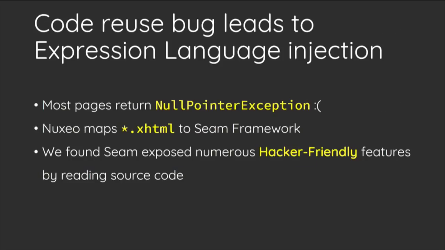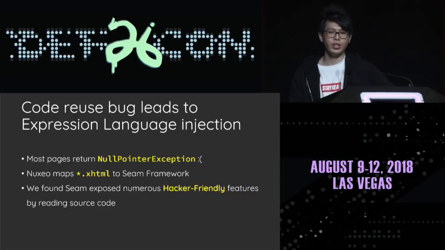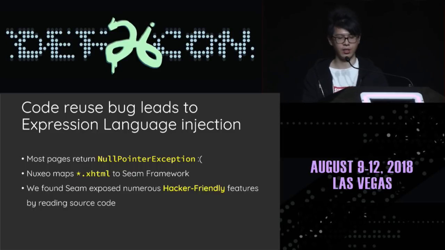However, we still could not do anything. In fact, most pages return a null pointer exception because the service logic was unable to obtain a valid credential. But this still gives us a chance to knock on the door. From the configuration file, we noticed that Nuxeo is based on the Seam framework. I reviewed it several years ago and found numerous hacker-friendly features. So for me, the next step is chaining the first bug to access the unauthorized Seam framework.